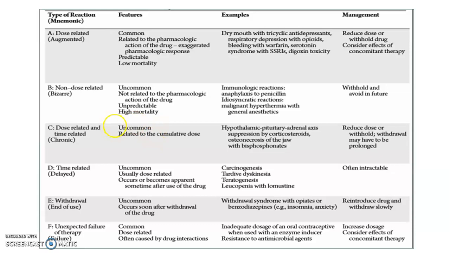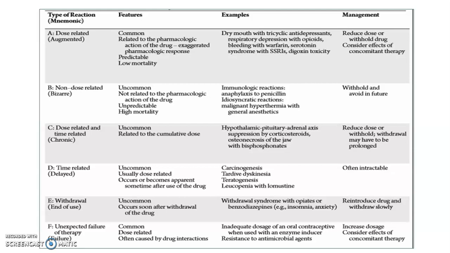Coming to type D, as I discussed, it is time related. The reactions occur after a prolonged time. So these are also very uncommon, and these are also related to the particular drug dose. An example is teratogenicity. For example, if a pregnant lady is administered chloramphenicol as well as tetracyclines, as they have a teratogenic effect, there is a reaction which occurs later, in the period of development of the baby. So these are often intractable. So we need to always monitor type D reactions.